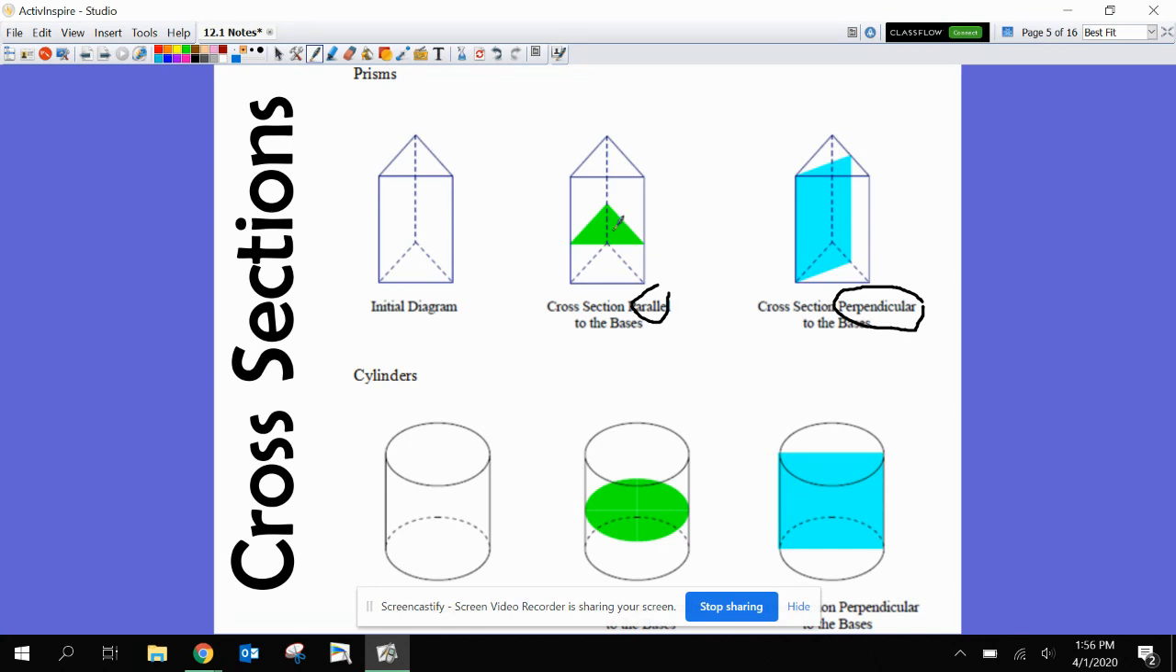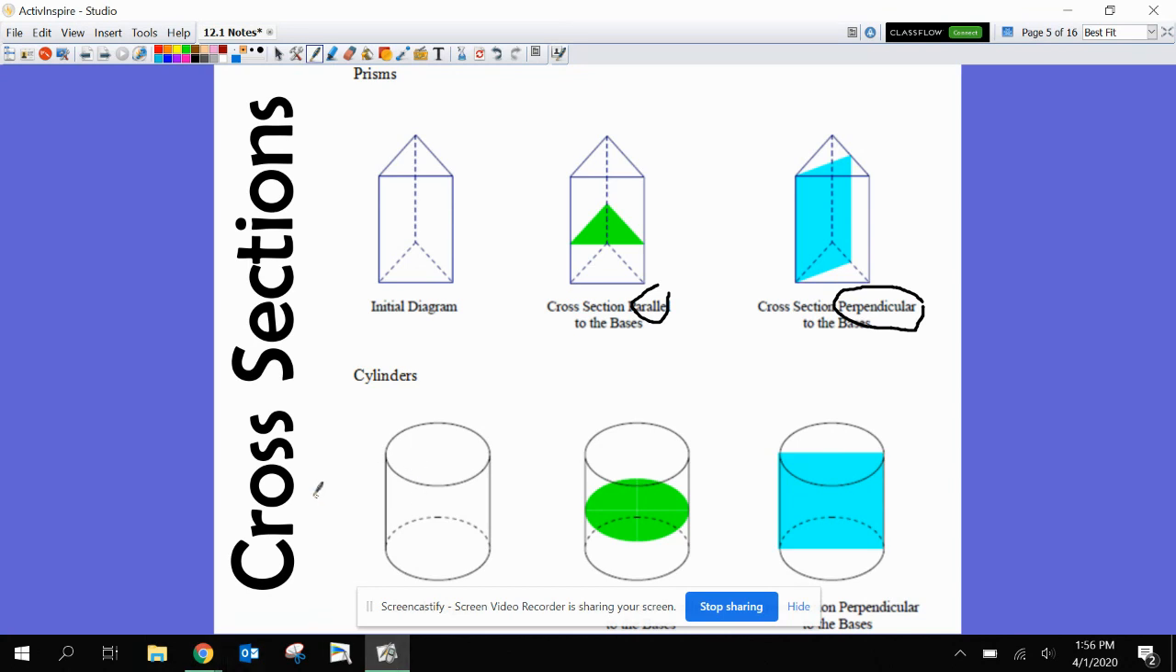If you have a parallel cross section, whatever it is, it's going to be the same shape as the base. Now, if you are going perpendicular to the bases inside of a prism, you have to have a rectangle of some kind. And so I just need you to keep that in mind going forward. So now let's come down to cylinders and take a look at these. We should have a circular cross section and a rectangular cross section.